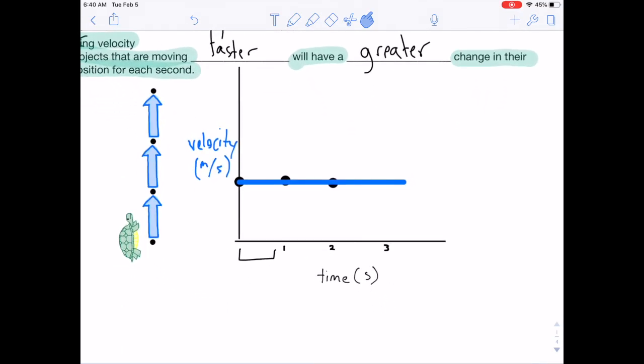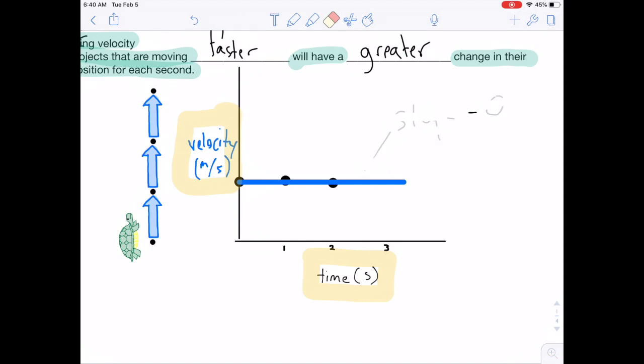Now, here's an object that is moving with a constant velocity. And if you're looking at it, you go, hey, Mr. Rip, look at that. That slope is 0, dude. And if the slope is 0, doesn't that mean that the velocity is 0? Well, that would be true on a position versus time graph, but let's take a look at these axes. This is a velocity versus time graph.